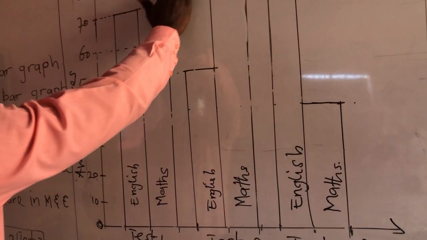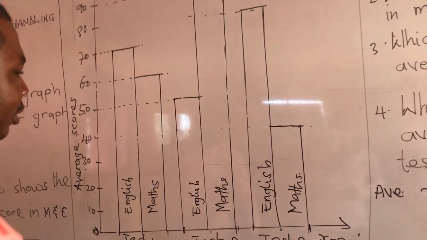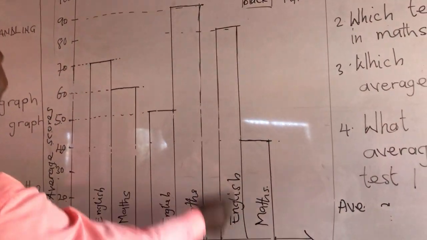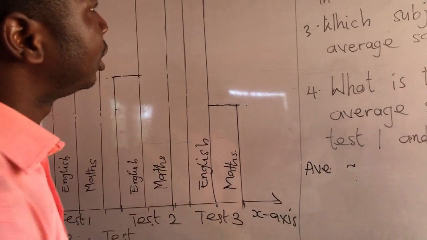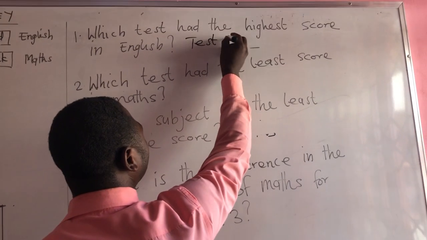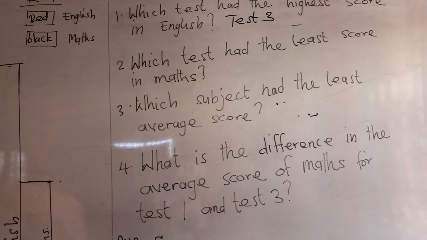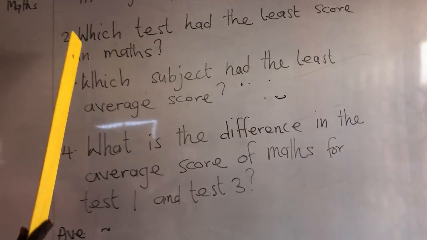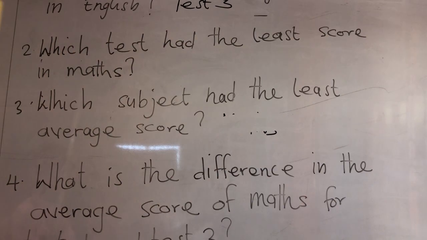So in English, let's locate where our highest score is. Look, the highest bar. So this is English, and you see that this is the highest bar in English. So it's test 3. That is test 3. Good. Next question: which test had the least score in maths?